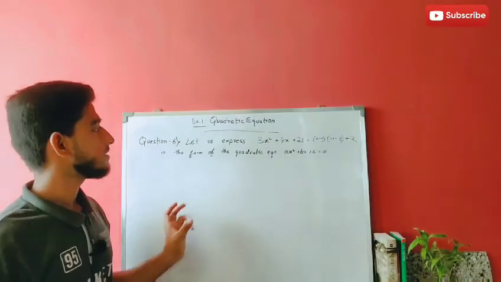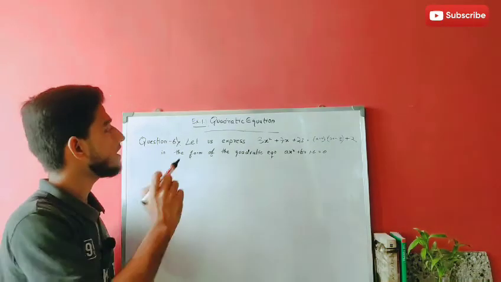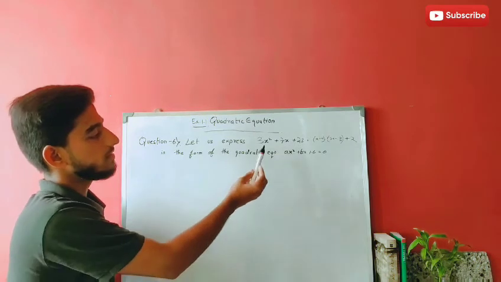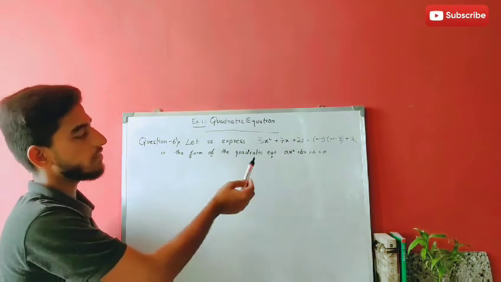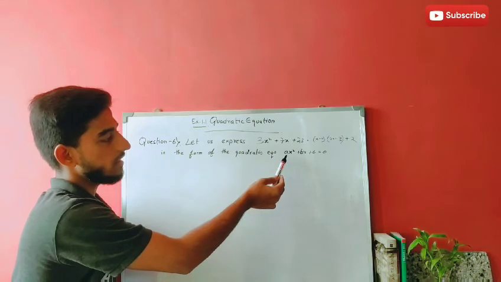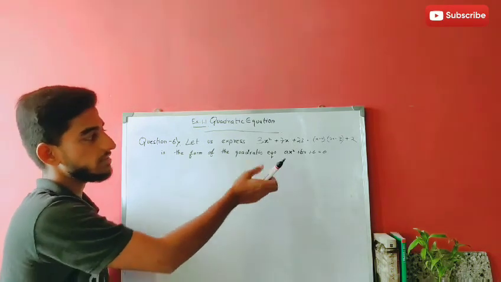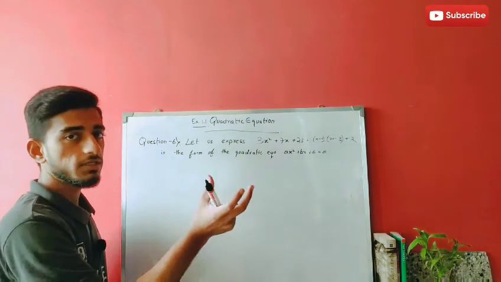Now question number 6. In question number 6 we have to express this equation in the form of a quadratic equation, ax square plus bx plus c. That means this equation we have to express in the standard form.